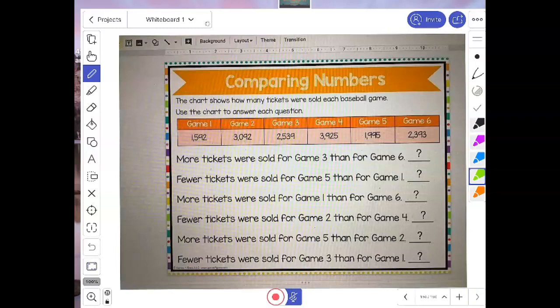Then you also have this slide that says you're going to use the chart that tells you how many tickets were sold at a baseball game, and then use the data in the chart to answer the questions. So these are just true or false. So what it tells you down here at the bottom that you can't see is if the sentence is true, you're going to type in a T or an F. Okay? So true or false.